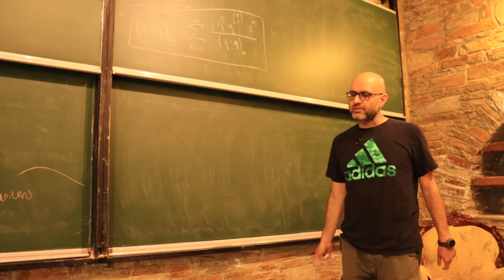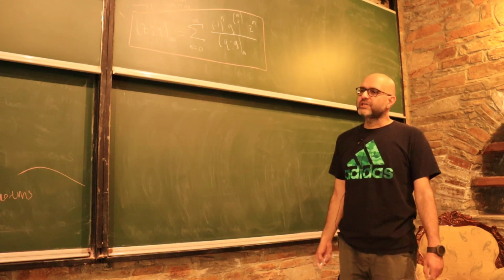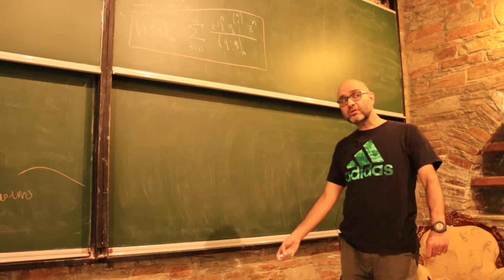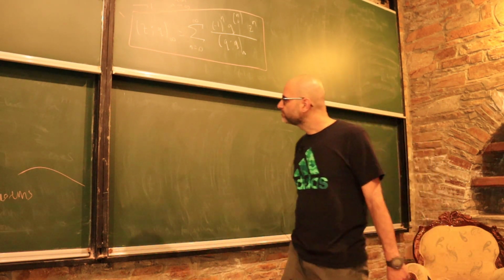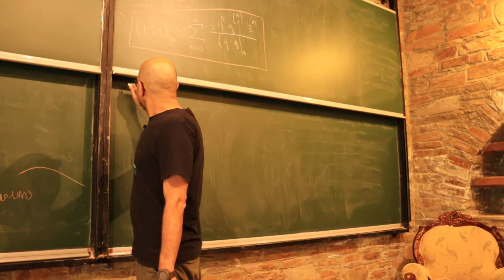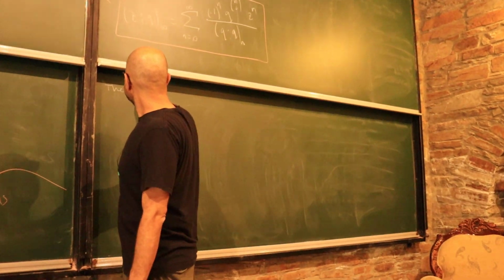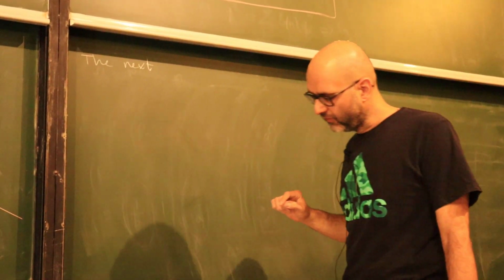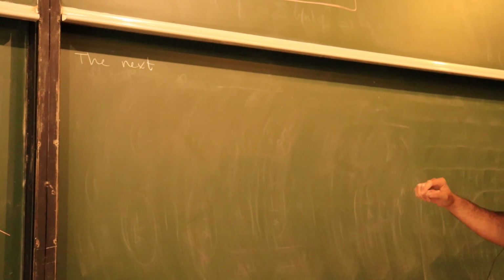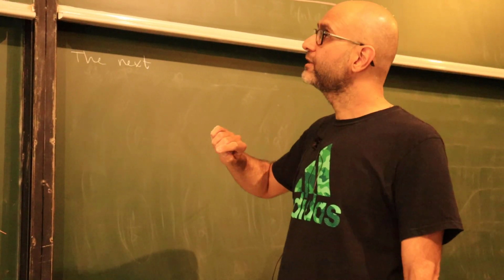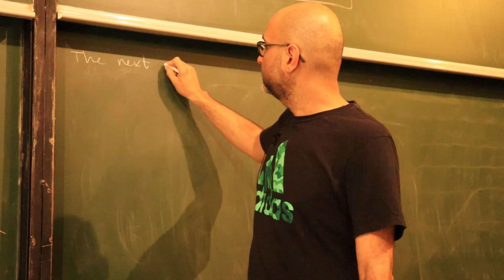We can state and prove Heine's transformation, and we can even see some corollaries of Heine's transformation. So the next significant theorem after the q-binomial theorem is Heine's transformation.